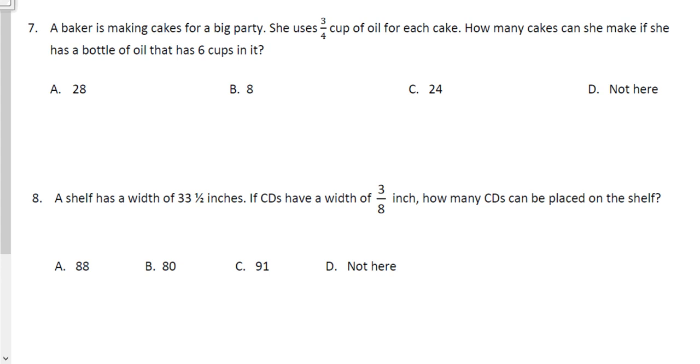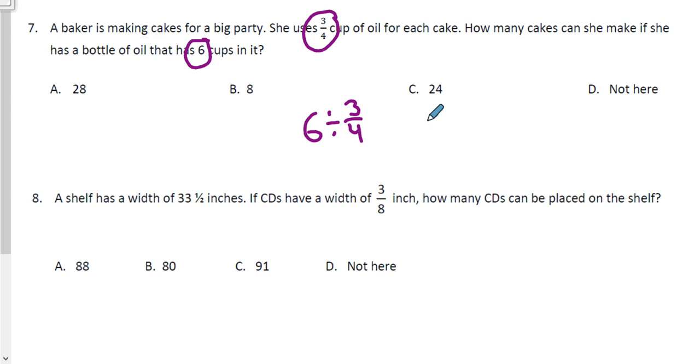Okay, number 7. A baker is baking a cake for the party, uses 3/4 cups of oil for each cake. How many cakes can she make if she has 6 cups? There, so it's 6 divided by 3/4. Guys, I know in your study guide I did not give you multiple choice answers, but that's because I did this for a reason. I'll explain when we get there.